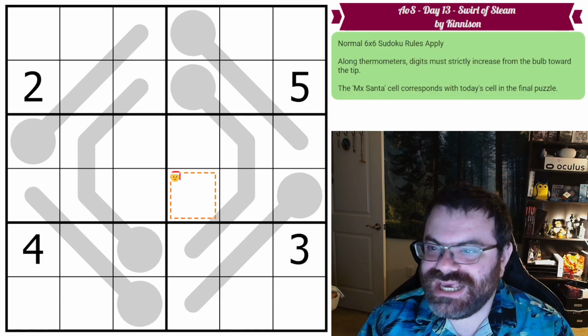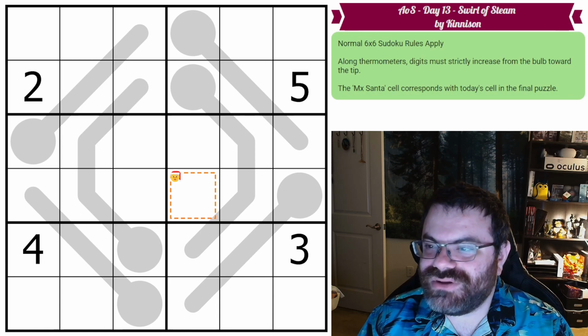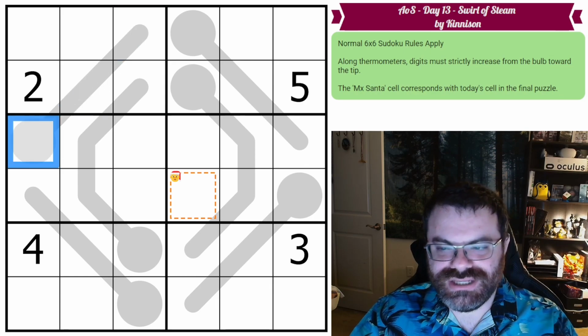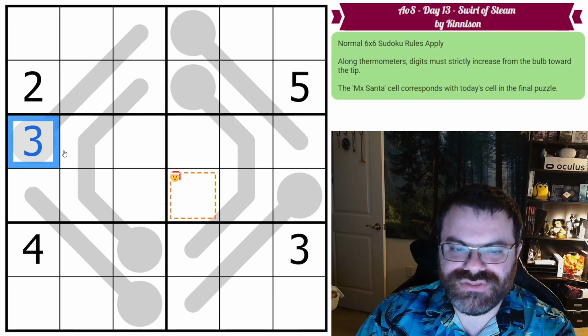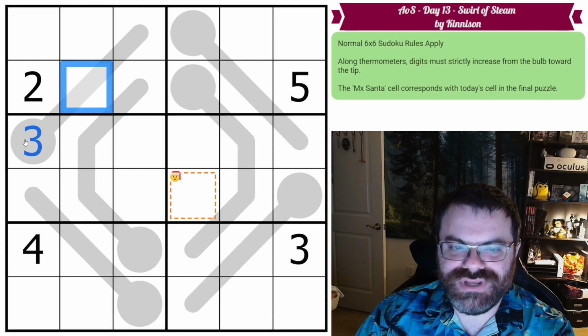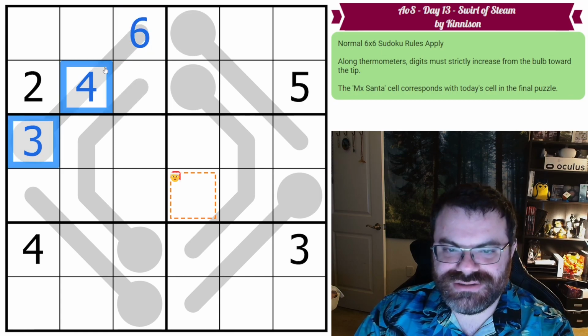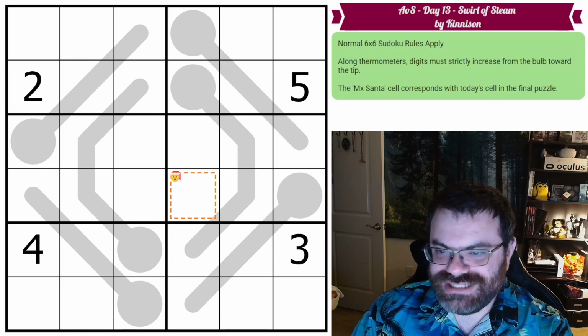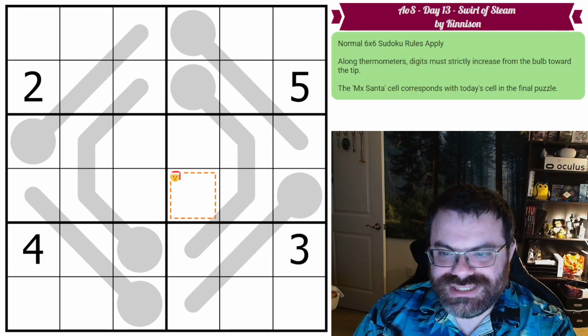So today we have normal 6x6 rules, and we also have thermometers. Thermometers strictly increase from the bulb end. So if I were to put a 3 here, this has to be strictly bigger than 3. I can't repeat the 3, and I have to be bigger, so I could go to 4, for example, and then I could skip to 6. They don't have to be consecutive. So that's how thermometers work. Definitely give it a try yourself. The link is in the description.